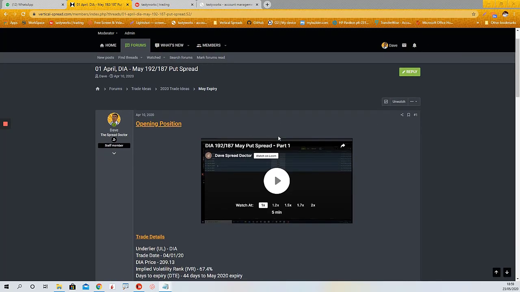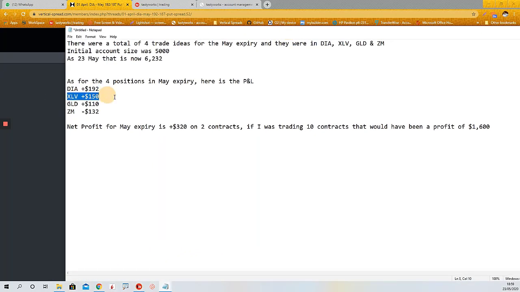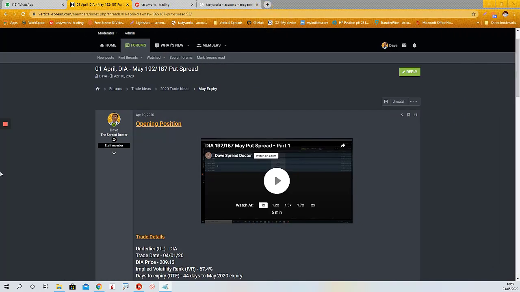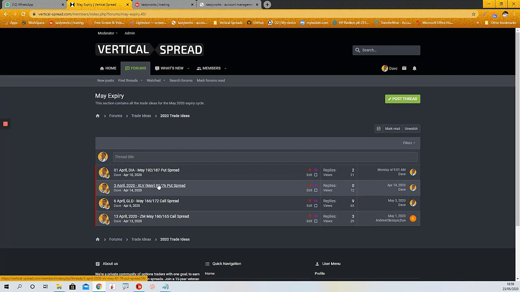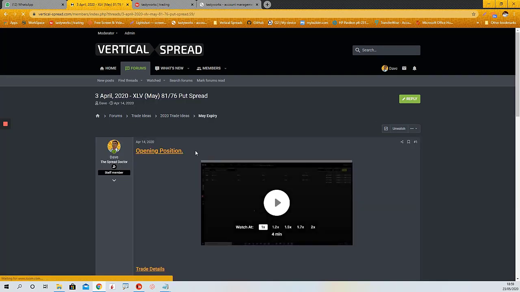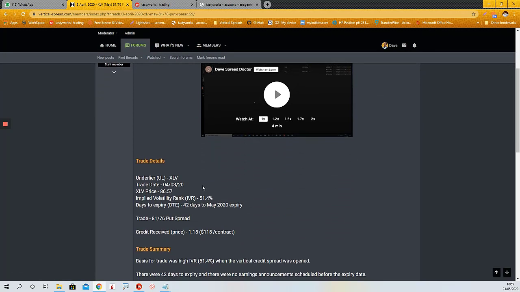I'm now going to move on to the second one, which is the trade idea in XLV. So I'm going to go back to the May expiry again and then go into XLV. Right, so XLV is an ETF that tracks the health care sector. And this position was opened on the 3rd of April.